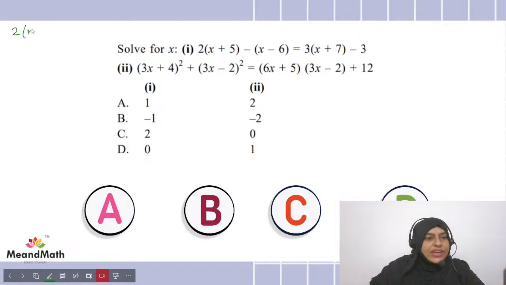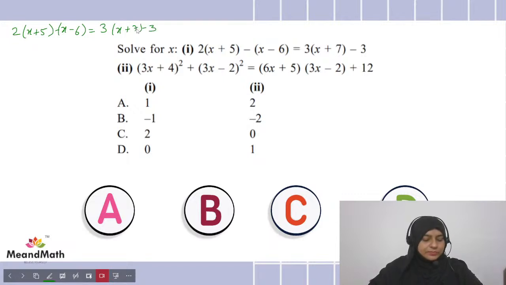It is 2 times of x plus 5 minus x minus 6 in one bracket. On the right hand side, 3 times of x plus 7 and minus 3. Now multiply it with 2. 2x plus 10 minus x. Because of this negative sign, it will be plus. Okay? It is 3x plus 21. 3 times 7 and minus 3.